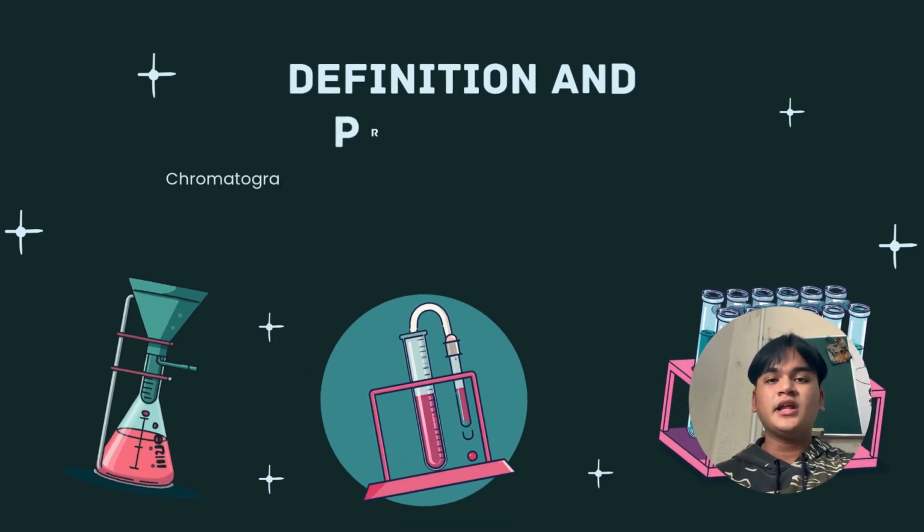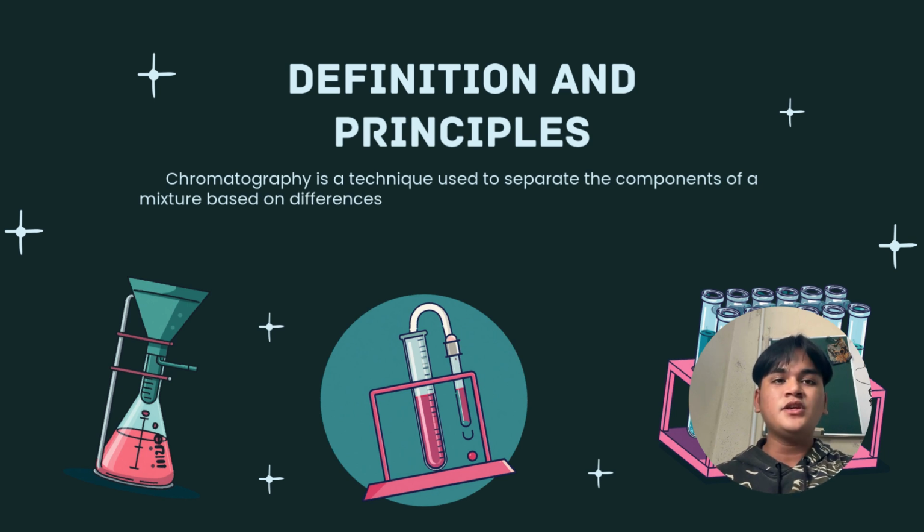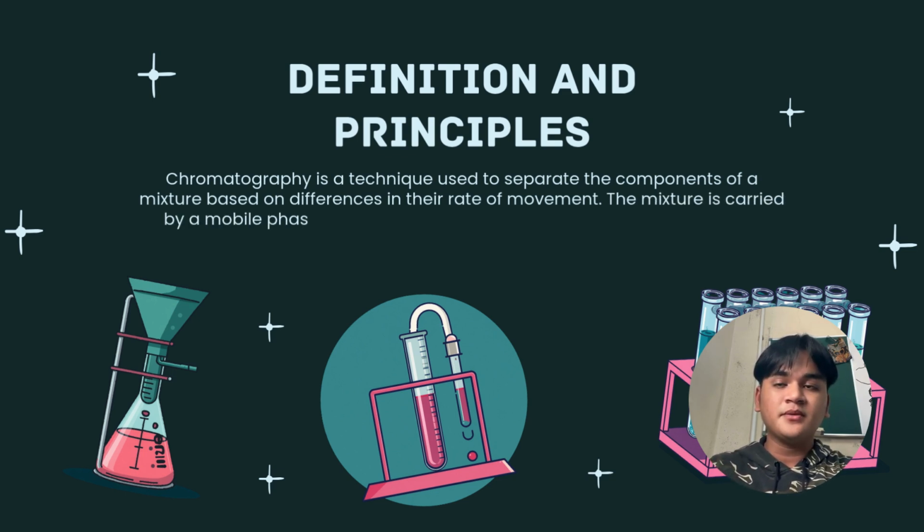So now let's establish what chromatography actually is and look at its core principles. Looking at the basic definition, chromatography is an analytical technique that we use to separate the individual components of a mixture. The separation happens based on the differences in their rate of movement.